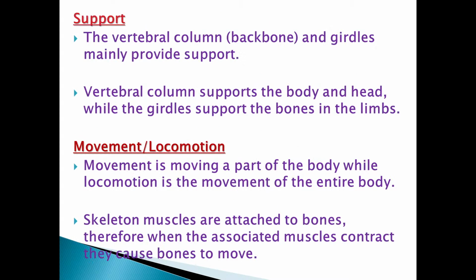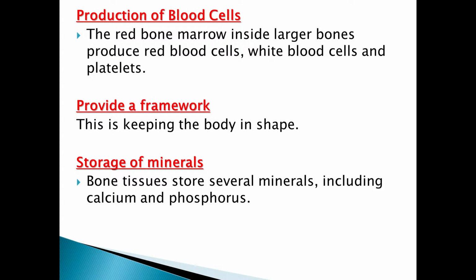Then we would have gone to support, that's the next function. The vertebral column, which is the backbone, and the girdles mainly provide support. They are saying that the vertebral column supports the body and head, while the girdles support the bones in the limbs. So that's the second function, support. Then we would have moved on to movement, or locomotion. In order for us to move from point A to point B, or to move a part of the body, it is the skeletal system that helps us.